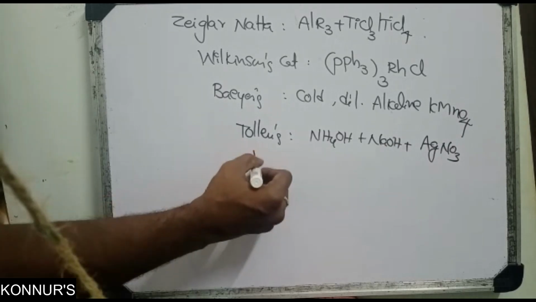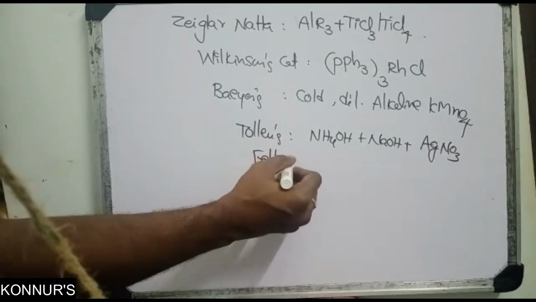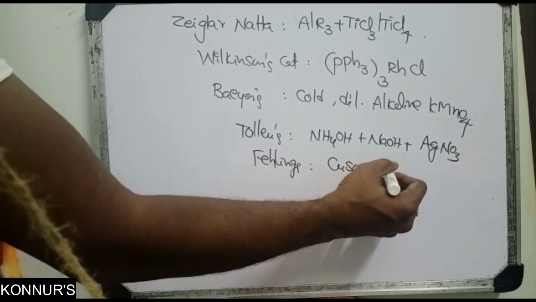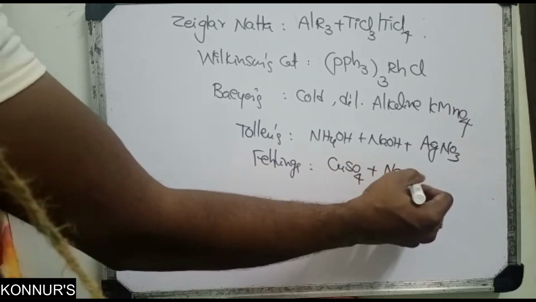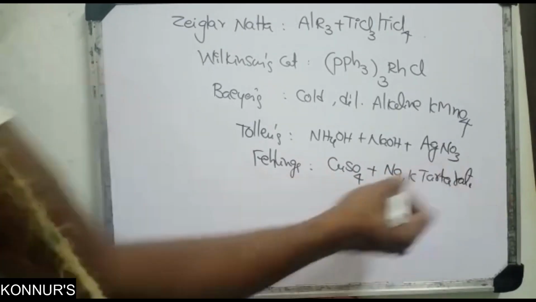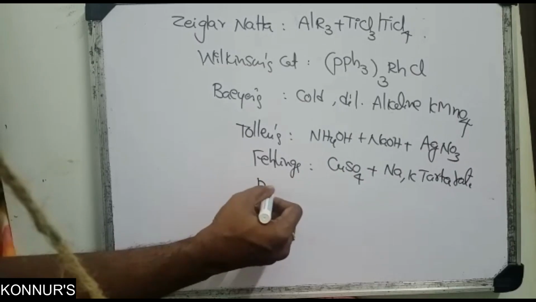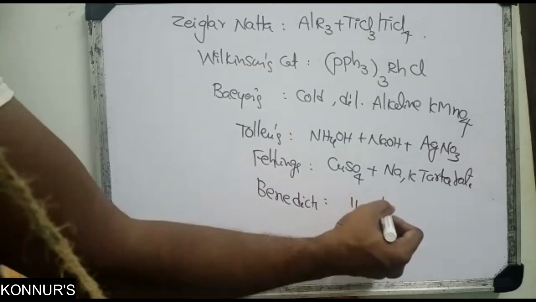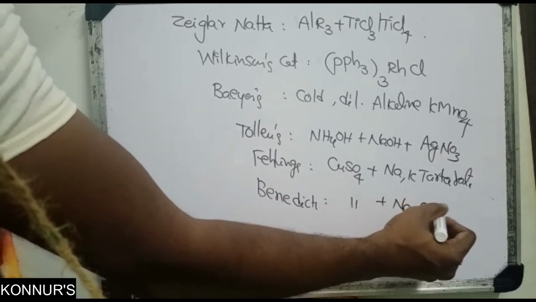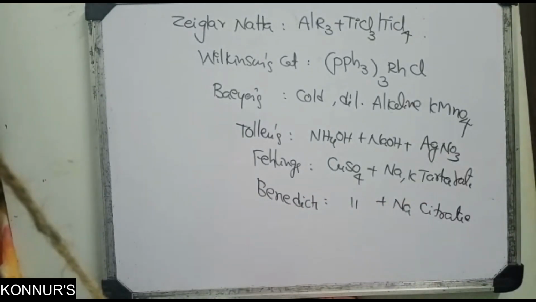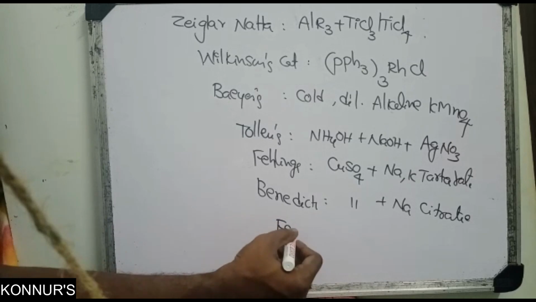Next, Fehling's. So Fehling's means that is copper sulfate. Copper sulfate, next, sodium potassium tartrate. Next here, Benedict's is there. So Benedict's reagent means copper sulfate only, but sodium citrate. So citric acid we are using in the Benedict's. Next, Fenton's reagent.